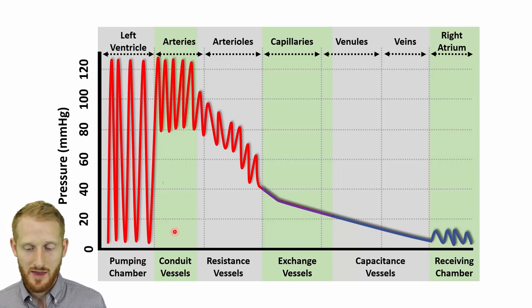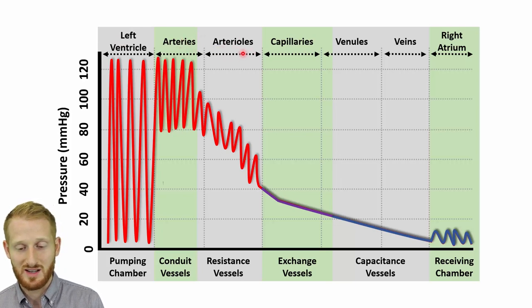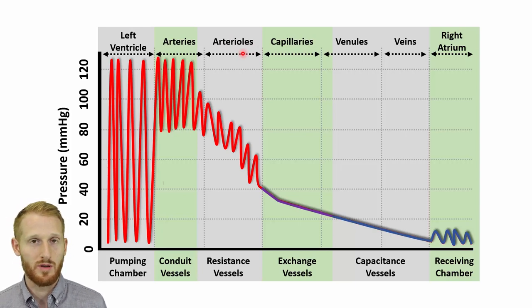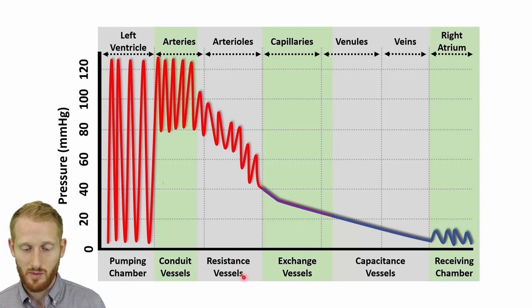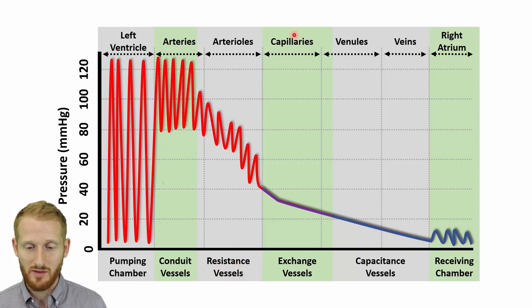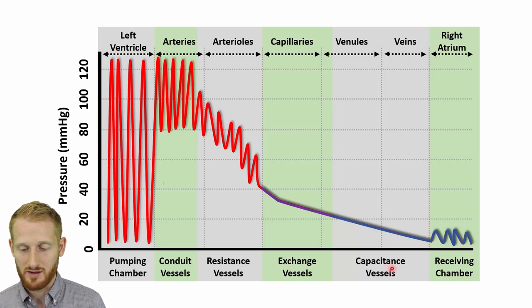So in this diagram here, we have various places along the vascular network and what the pressure is at those places. So we have the left ventricle, the arteries, and the brachial artery would be in this range here. We have the arterioles, which is the next smaller down part of the arterial network, and this is where we have the ability to constrict. So remember, these are resistance vessels here. We have capillaries, which is where all the exchange takes place. We have the venules, and then the veins, which are the capacitance vessels.